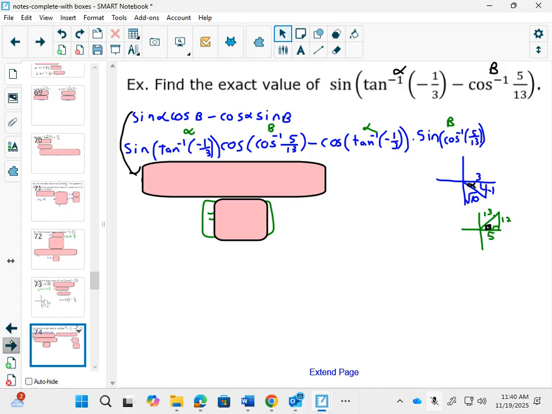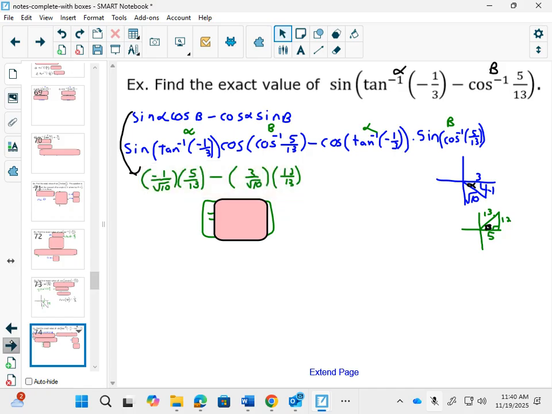So sine of tan inverse of negative 1/3 is just sine of alpha. Look at my alpha triangle. Can you see that sine is negative 1 over root 10? Cos of cos inverse of 5/13 is just cos of beta, which for my triangle is 5/13. That one nicely canceled out because it was in quadrant 1. Cos of alpha, go to your alpha triangle, 3 over root 10. And sine of beta, 12/13, which you could simplify.